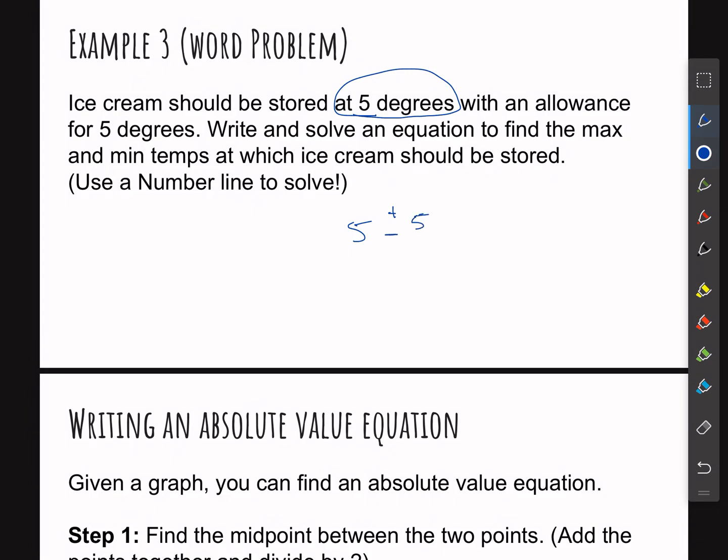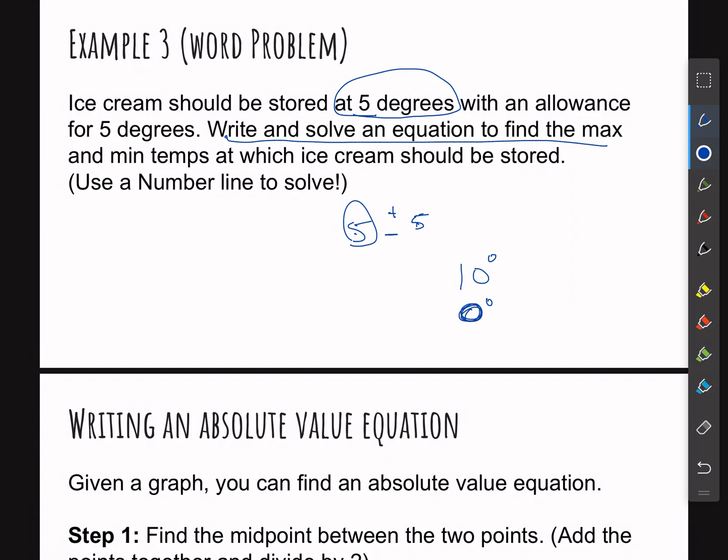So real quick, before I find my equation, I know the flexibility of ice cream, right? I can take 5 and I can add 5 and I'd be at 10. And I can take 5 and subtract 5 and I'd be at 0. So those are my two solutions, right? I can be at 10 degrees or I can be at 0 degrees or anything in between. But what this is saying is write and solve an equation, so an absolute value equation, to find the maximum and minimum temperatures at which ice cream should be stored. So we already found the maximum and the minimum without doing anything. Like we didn't find the equation or anything like that, which is okay.